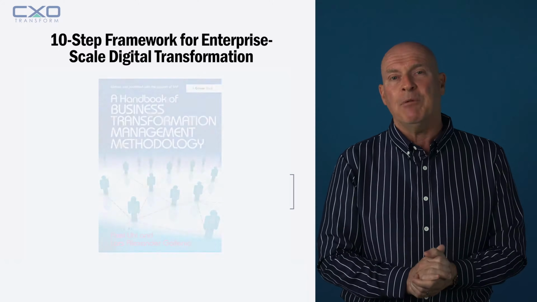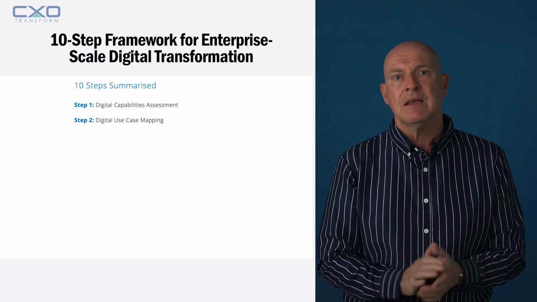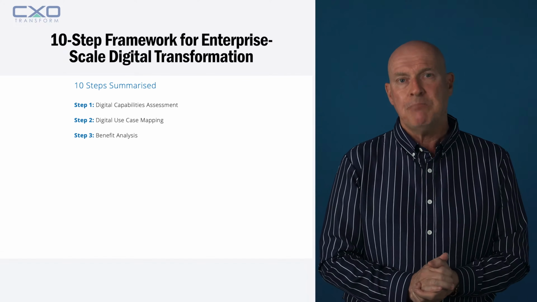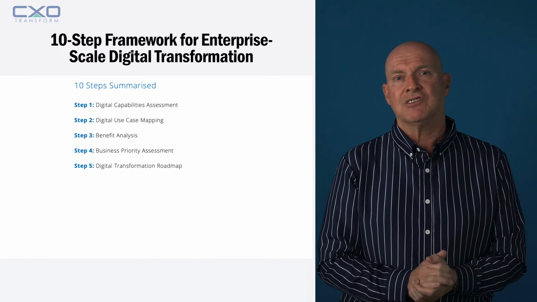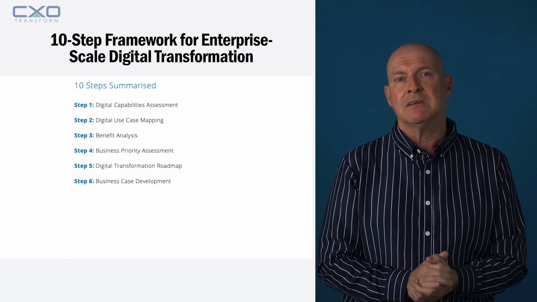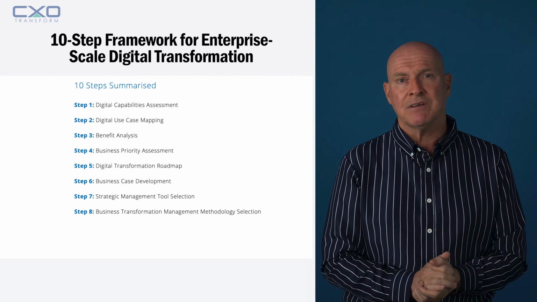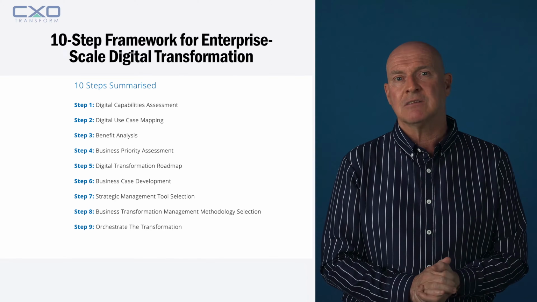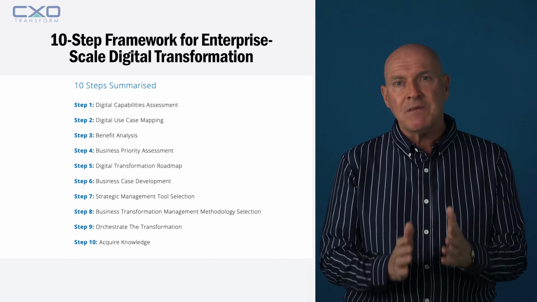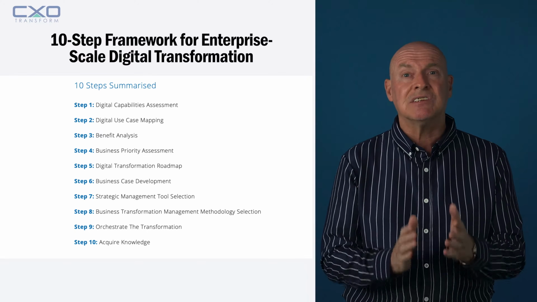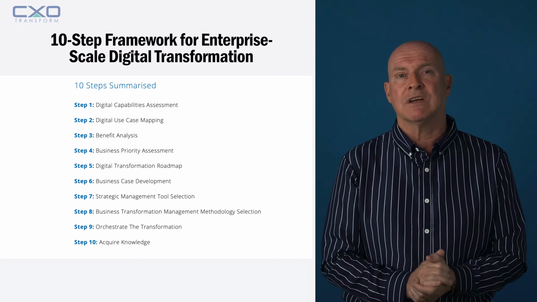So let's recap on the 10 steps. We've got digital capabilities assessment, the digital use case mapping, benefit analysis, business priority assessment, your digital transformation roadmap, business case development, strategic management tool selection, the business transformation management methodology, orchestrating the transformation, and acquiring the knowledge you need to do all of this. Now, by following these steps, you'll create a business-focused digital transformation roadmap that delivers real value to your organization.